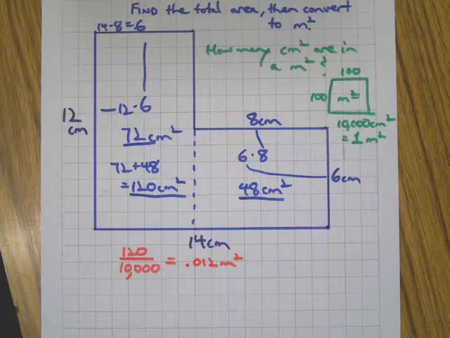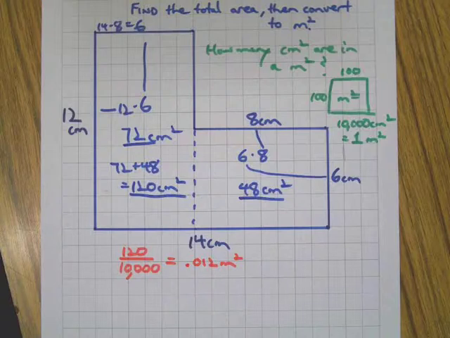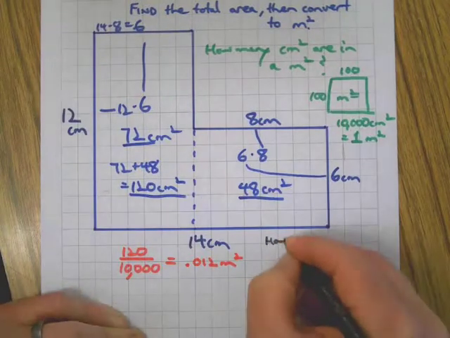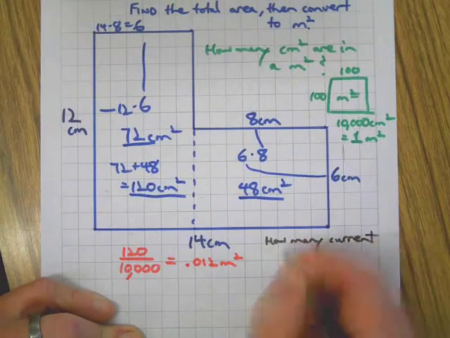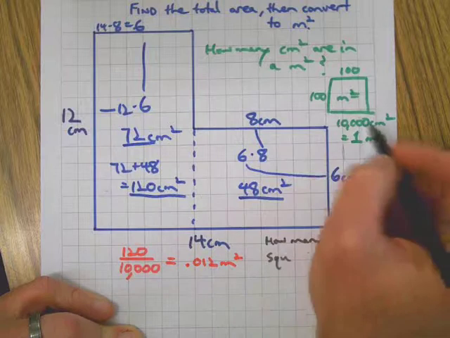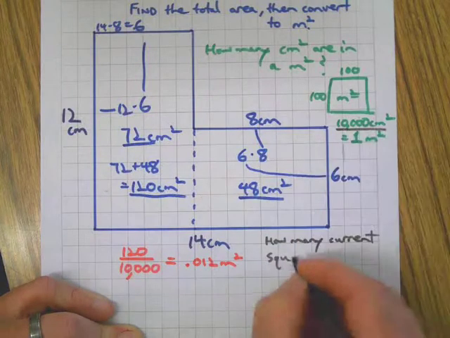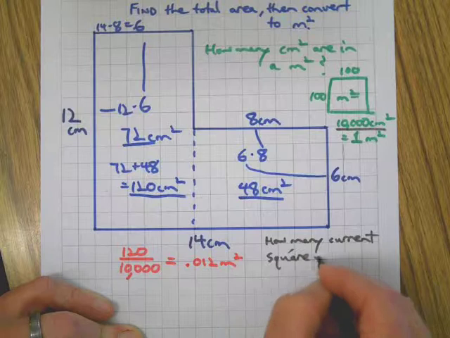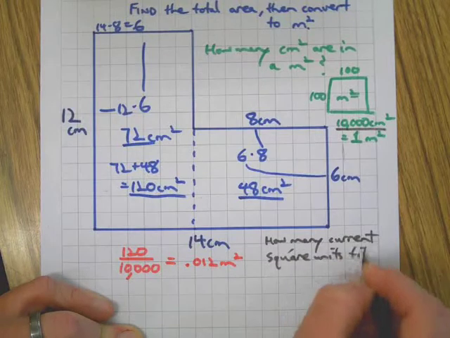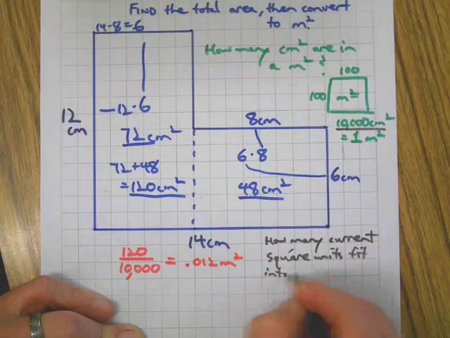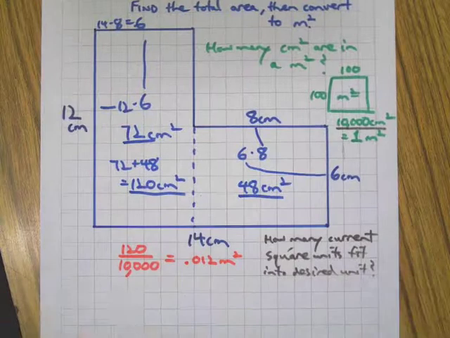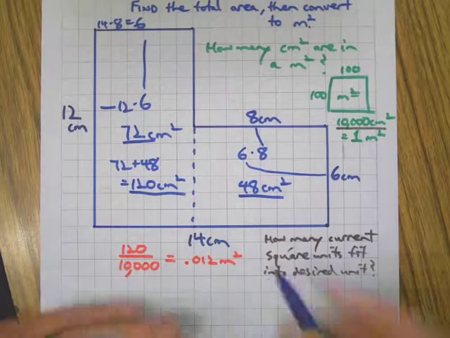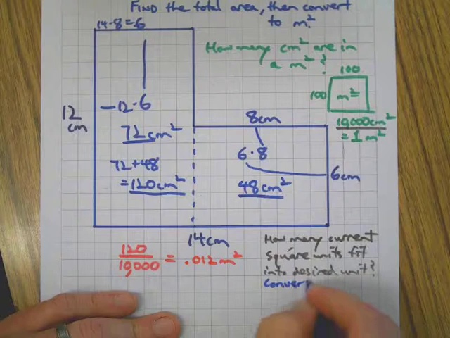So the trick is, if you want to convert to a unit, first you've got to find how many current square units, in this case, how many current square centimeters, fit into the desired unit. And then, once you find that, convert using that number, just like we did.